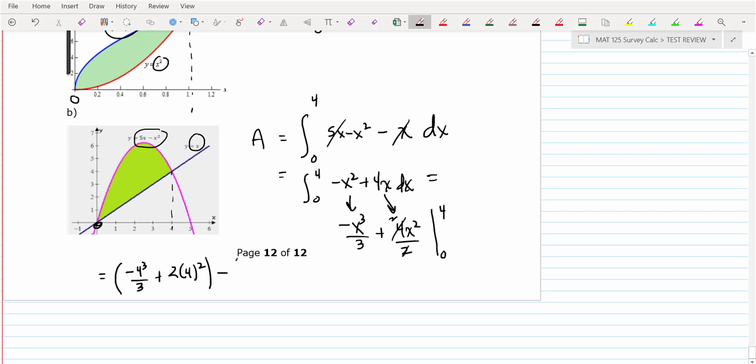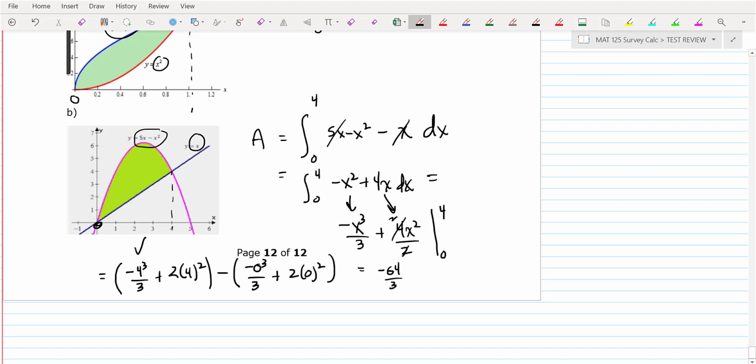Okay, you'll like it if I give a 0 in the problem, because that makes it easy. So that'd be negative 0 to the third over 3 plus 2 times 0 squared. So that's how you set up the definite integral with calculus. You evaluate the upper limit, the lower, and then subtract the difference, okay? And if you did this part right here, it would be negative 64 over 3.